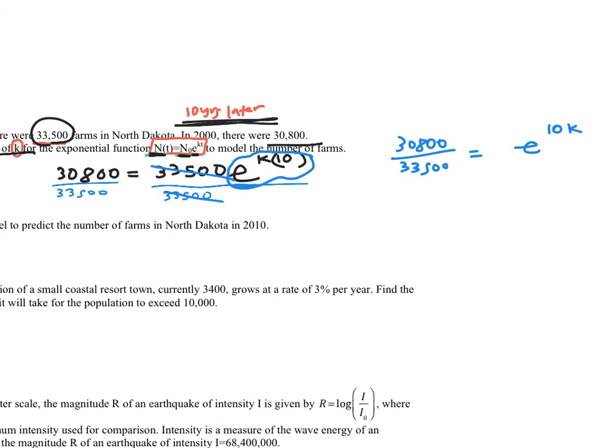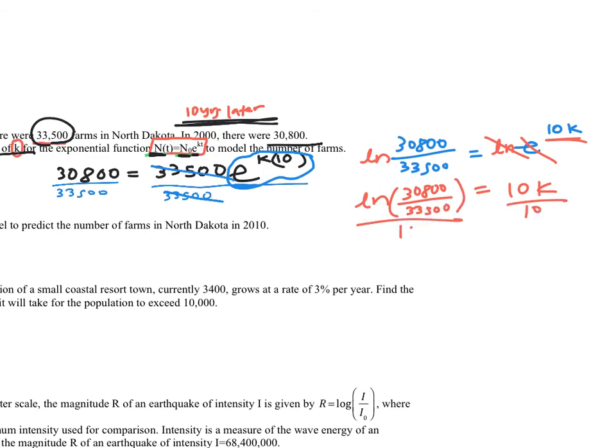So how do I undo that exponentiation by base e? I take the ln of both sides. Again, ln is log base e. So these undo each other, canceling each other out. So I get 10k on the right-hand side. On the left-hand side, I have ln of 30,800 over 33,500. And to get k by itself, I would just divide by 10.